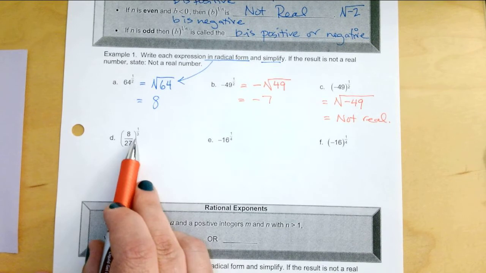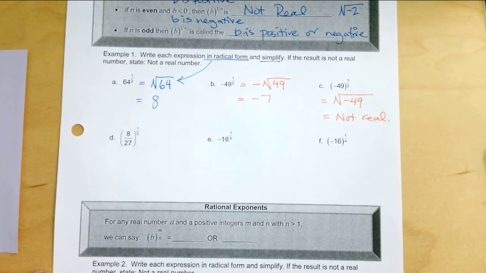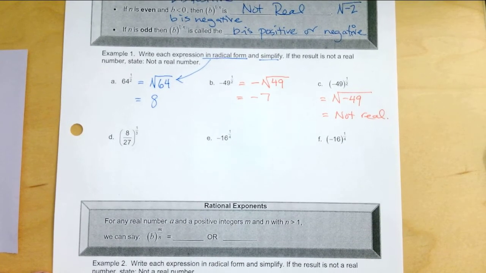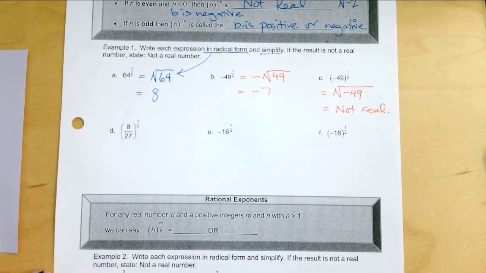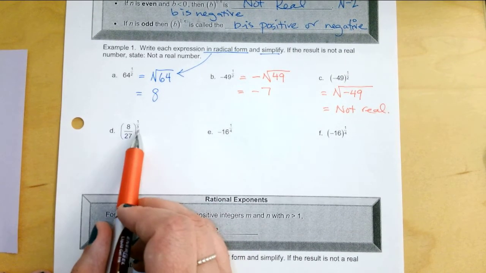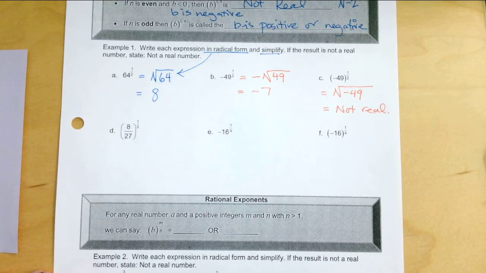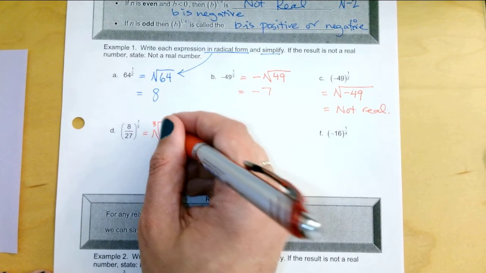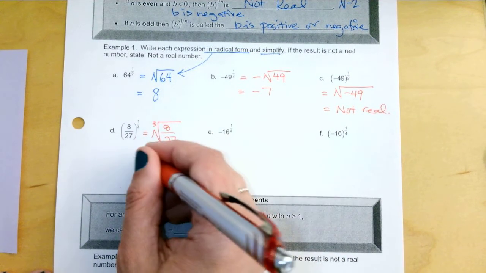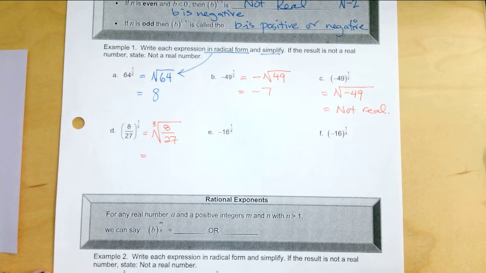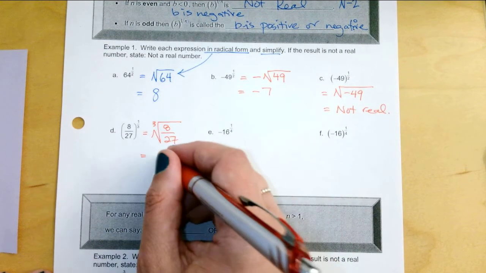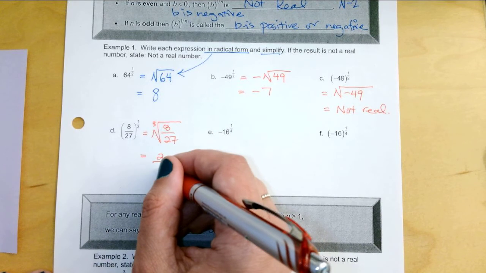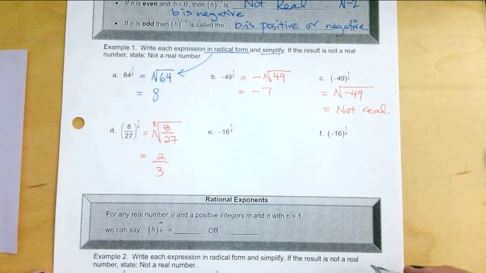What about this one? You have the fraction exponent here. What are you writing this as when it's to the 1/3 power? The 1/3 power is the same thing as the cube root. So you have the cube root of 8 over 27. What's the cube root of 8? 2. What's the cube root of 27? 3. So those are both perfect cubes.